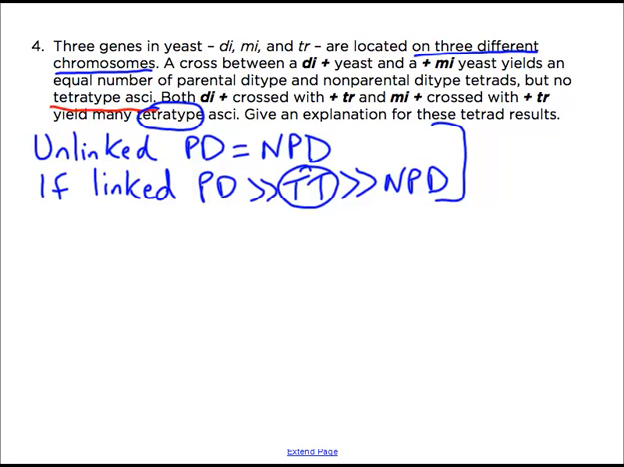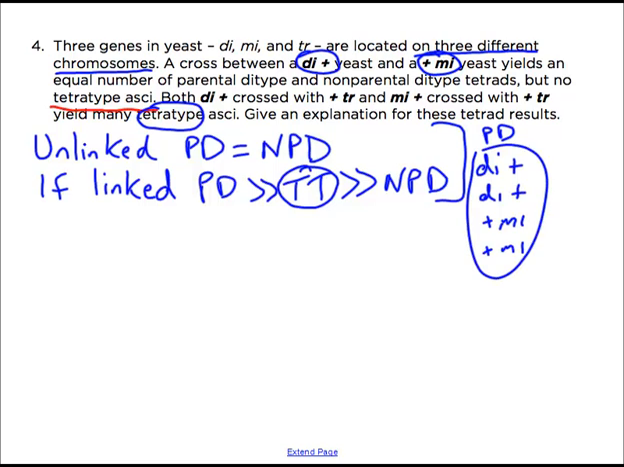Just for the record, so say we did this cross, this first one, Di plus and plus Mi. A parental ditype would look like this, because there's two types in there, and they look just like the parents. So there's an ascus like that. An NPD, a non-parental ditype, would look something like, well, it would look like this.